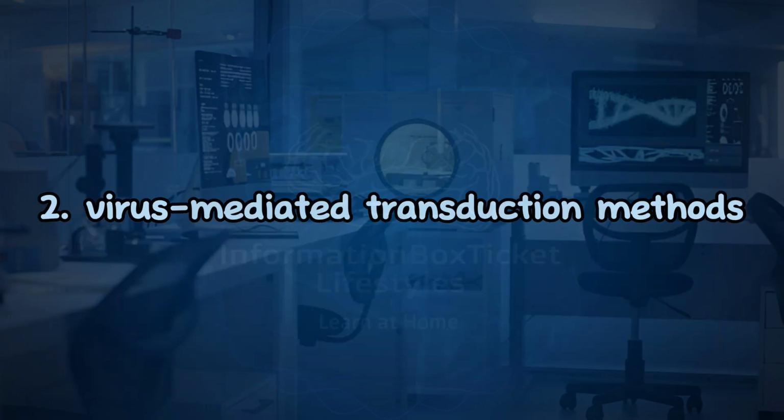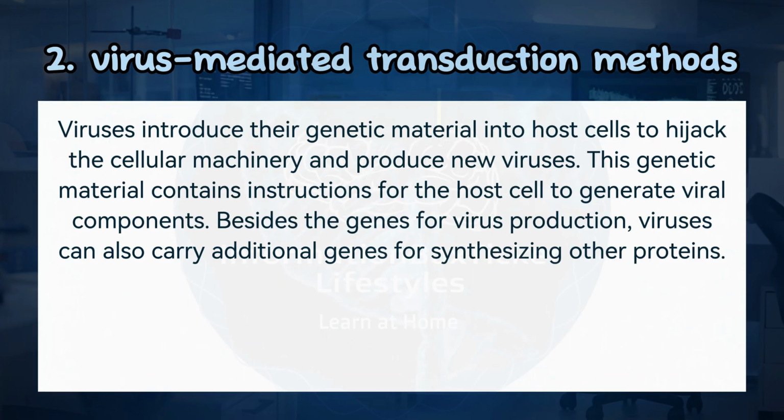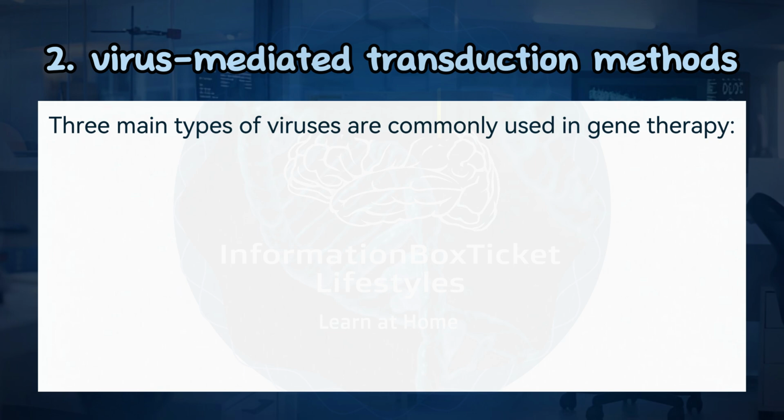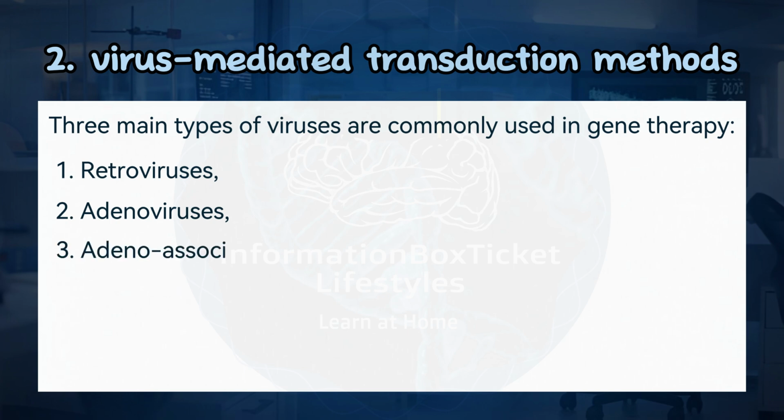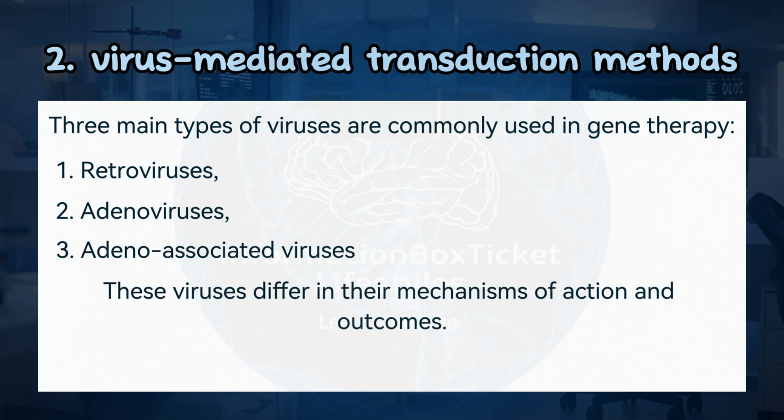2. Virus-mediated transduction methods. Viruses introduce their genetic material into host cells to hijack the cellular machinery and produce new viruses. This genetic material contains instructions for the host cell to generate viral components. Besides the genes for virus production, viruses can also carry additional genes for synthesizing other proteins. Three main types of viruses are commonly used in gene therapy: retroviruses, adenoviruses, and adeno-associated viruses. These viruses differ in their mechanisms of action and outcomes.